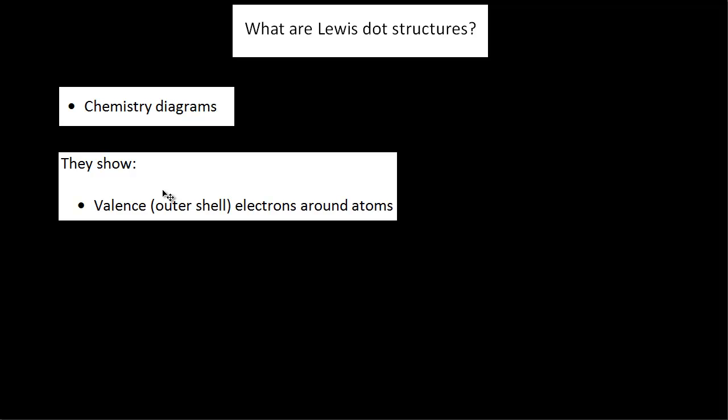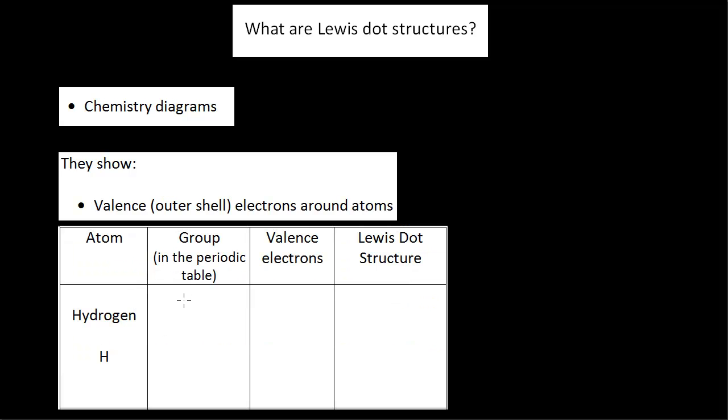For example, consider the following table. In this table, we're looking at the hydrogen atom. The hydrogen atom is in group 1. It has 1 valency electron because it's indicated by the group that it's in on the periodic table. And so the Lewis dot structure would look something like this. We'd write the element symbol, which is H, and put a dot somewhere around the atom. And that's the Lewis dot structure for hydrogen.